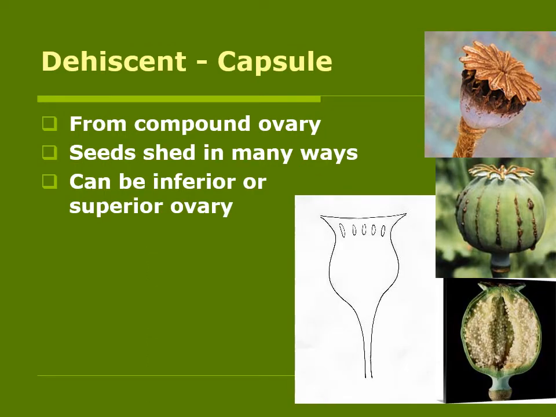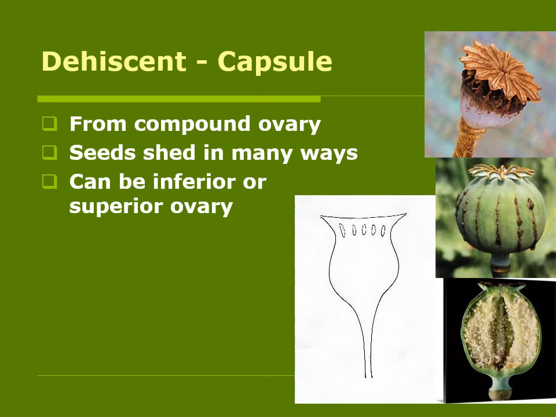Capsule. This is where from a compound ovary, so there's multiple chambers. If we cut this horizontally and look down, it would look like a wagon wheel with locule chambers, just like a tomato, but dry, right? These capsules typically form from both inferior and superior ovaries. So remember we talked about the position of the ovary in fruits. So capsules can form from both. The classic example is a poppy.